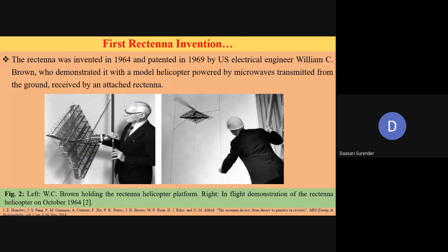For the first time, the rectenna concept was proposed for wireless power transmission by a US electrical engineer, William C. Brown, in the 1960s. At that time, Brown, a pioneer of microwave power transmission, was faced with the challenge of how to efficiently receive and convert the received microwave beam into DC power. The rectenna was invented in 1964 and patented in 1969 by Brown. He demonstrated a rectenna with a model helicopter powered by a microwave transmitter beam from the ground at an altitude of 30 feet.